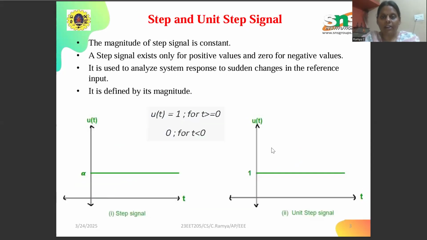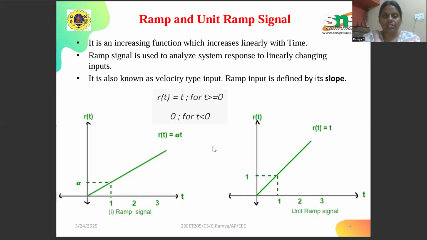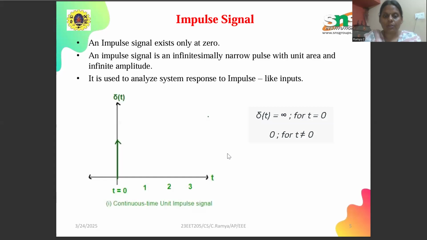I hope you have understood. Let me recall it once again. For the step signal, the condition is, for t greater than 0, u of t becomes 1, or else it is 0 for t less than or equal to 0. For the ramp signal, if t is greater than or equal to 0, the response is equal to t, that is the time value. Else, for t less than 0, the response becomes 0.